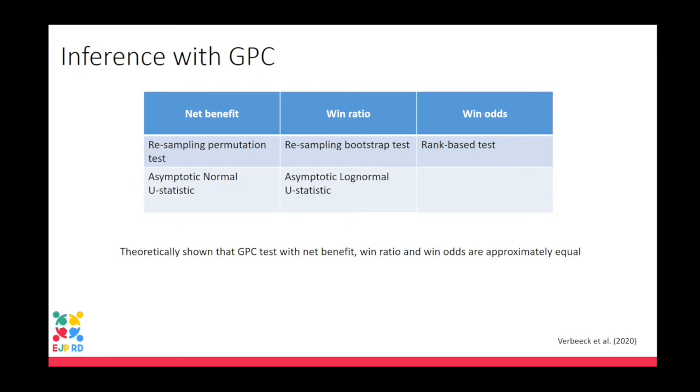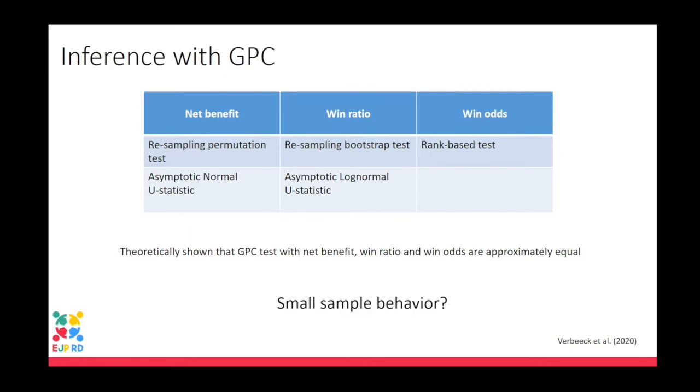Now, also very conveniently, I've shown you here the tests that have been suggested for net benefit, the win ratio, and the win odds. But in fact, we can show theoretically that all these tests will lead to exactly or approximately the same p-value. So whether you use the net benefit, the win ratio, or the win odds in your hypothesis test, that doesn't matter because they will give you approximately the same p-value, which is good news.